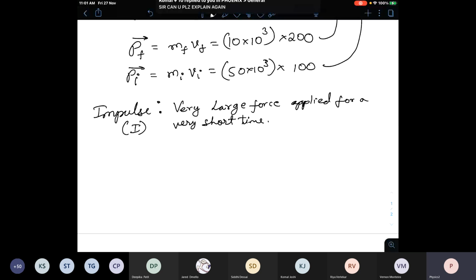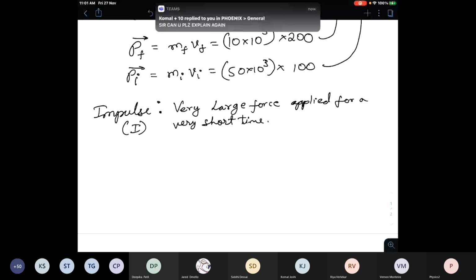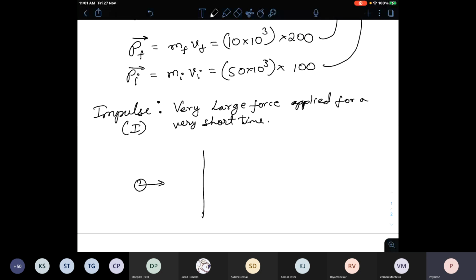Mathematically, let's take an example. Let me draw. Suppose I have thrown a ball with a speed v. It will collide, and suppose the collision is elastic. In that very instant, in milliseconds of time, the ball will start returning with the same velocity.